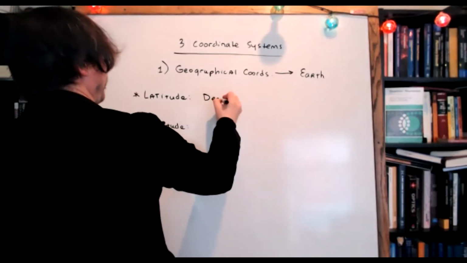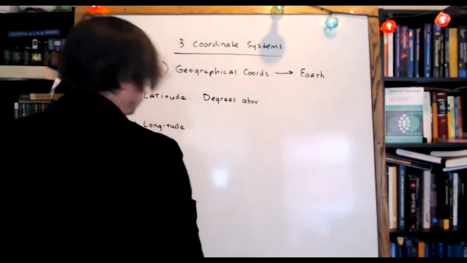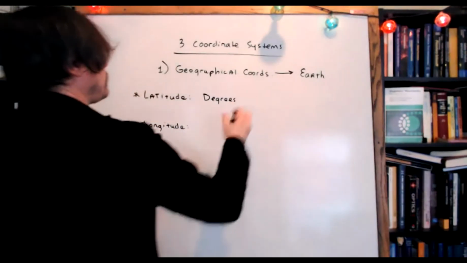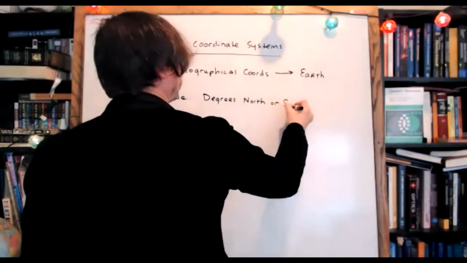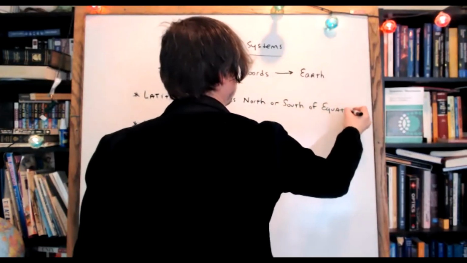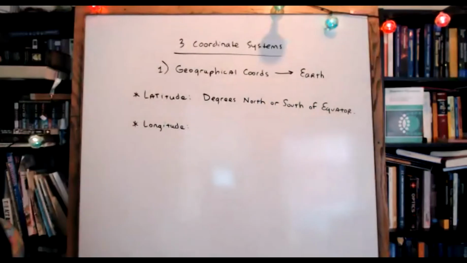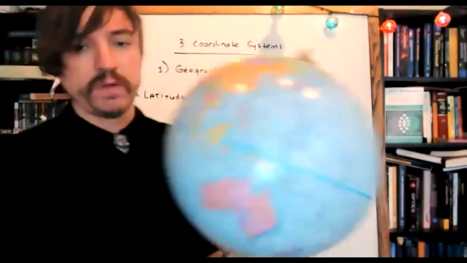Latitude is defined as the degrees measured north or south of the equator. So here's Earth. We define the equator as 0 degrees latitude. Don't forget, these are angles. They're not distances, they're angles.